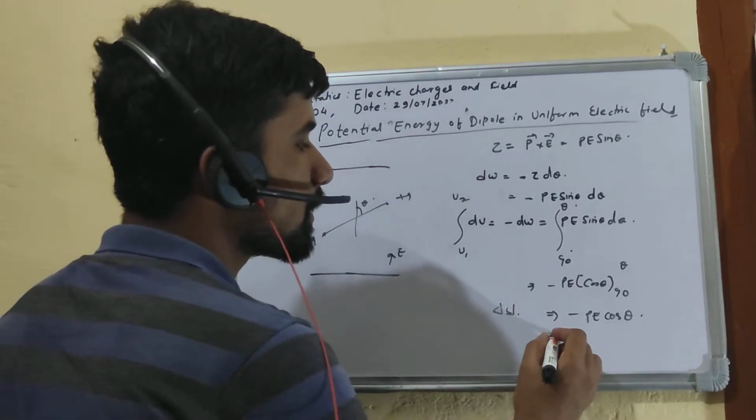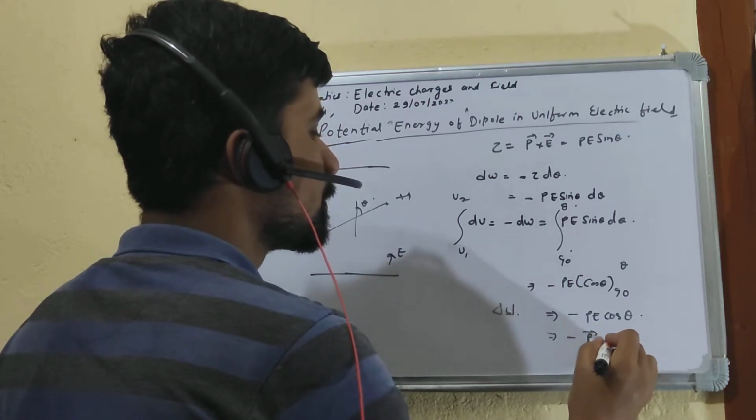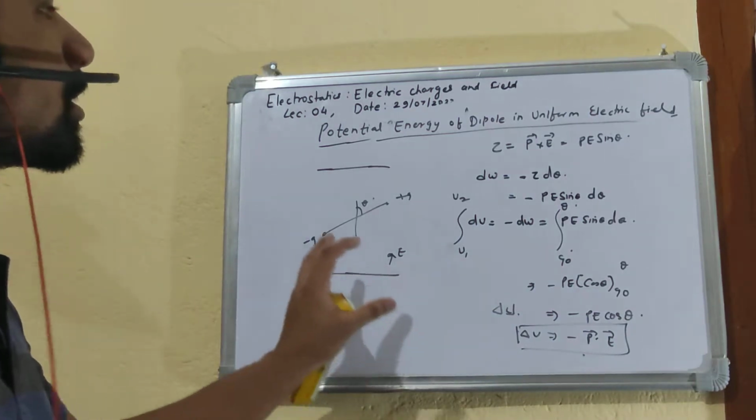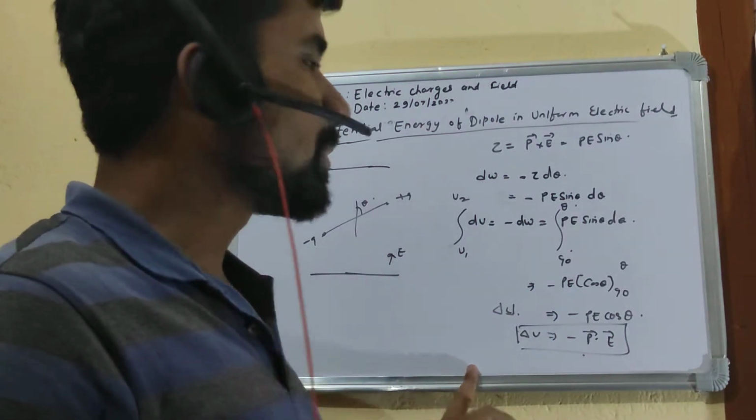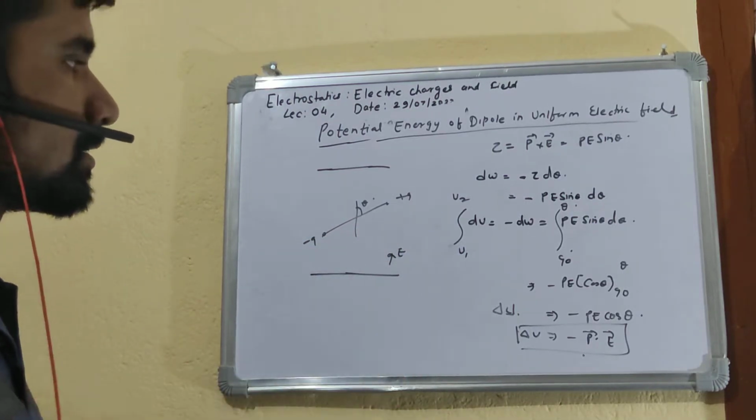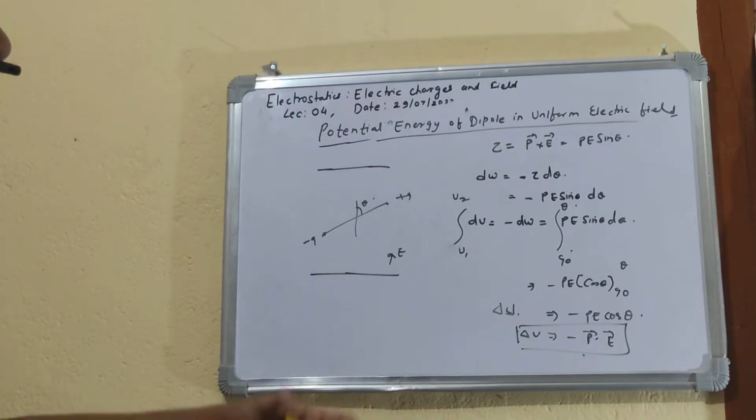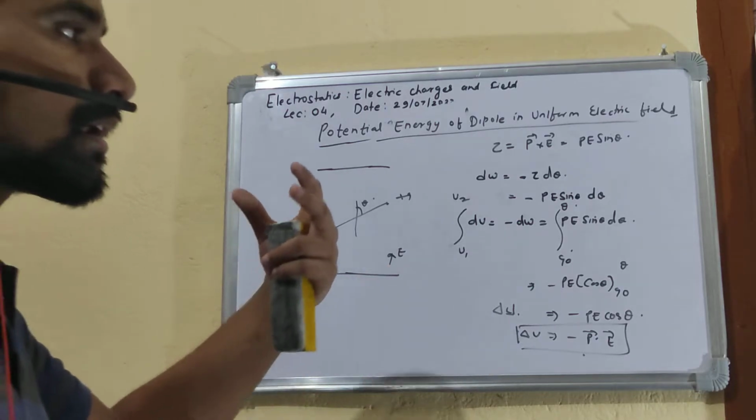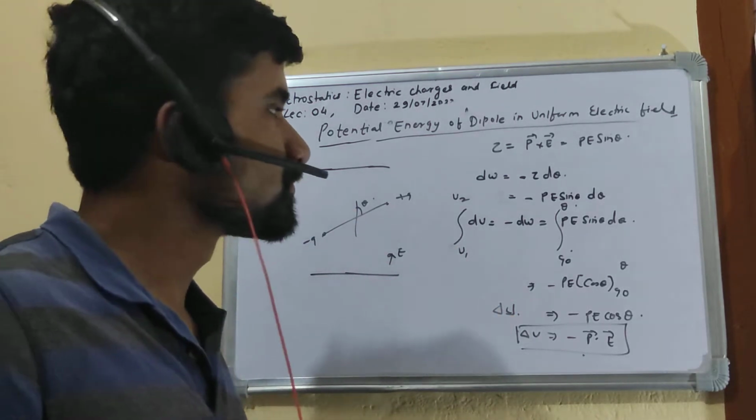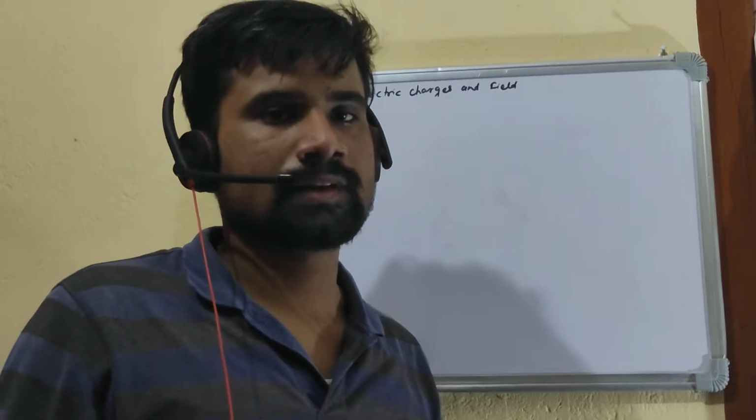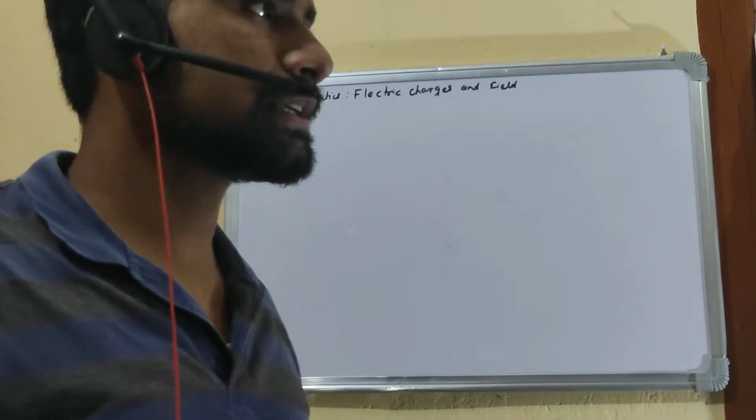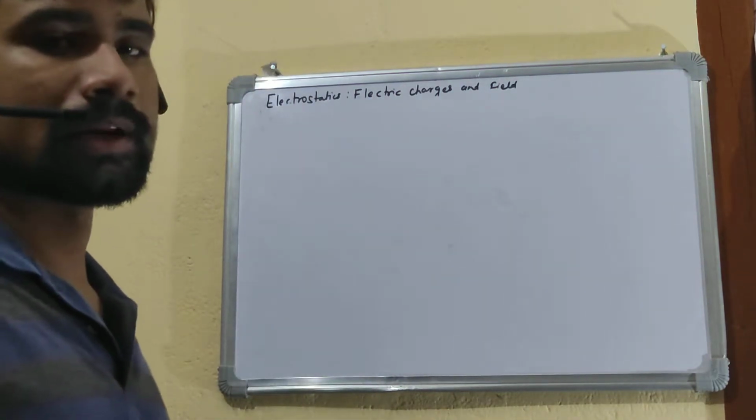So in terms of dot product, if I write, this is nothing but minus P dot E, right? So this is the potential energy of a dipole when placed in a uniform electric field. The negative sign obviously indicates that this energy corresponds to countering the effect of the field and the torque which the field is producing, right? So we just finished the concept of dipole, the torque on a dipole, and the potential energy of a dipole when placed in a uniform electric field, right?